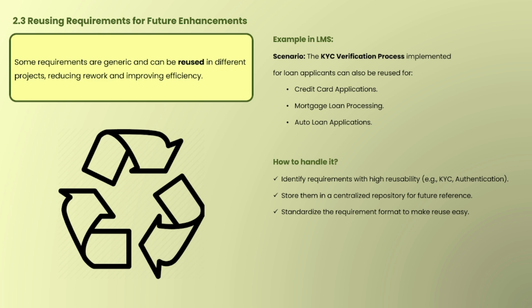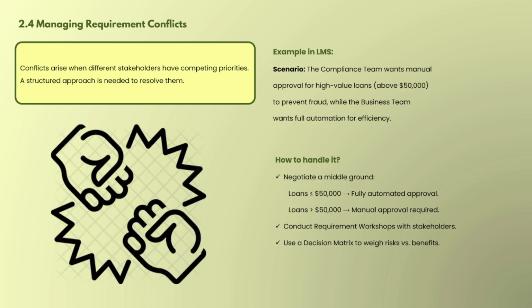Well, identify requirements with high reusability, like KYC authentication. Store them in a centralized repository for future reference. This is very important. There should be one centralized repository where it is stored, and where we can say that you can take this particular requirement if you wish to reuse it. Then standardize the requirement format to make reuse easy. So in this way we can reuse the requirement. So this is a part of maintaining the requirement.